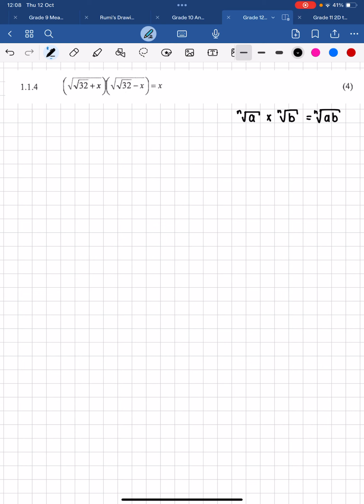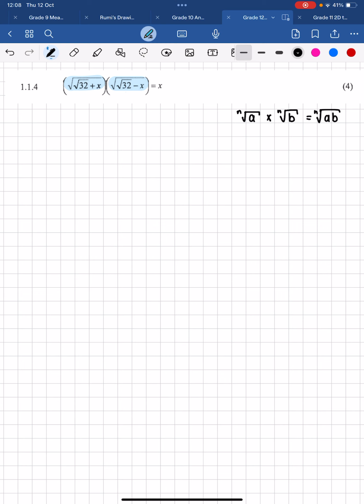Now guys, this is what is happening in this question actually. Here we have a square root and there we have another square root and we are multiplying them together. That's what it means when we have those brackets written next to each other. So instead of leaving it as two separate square roots, we're going to combine it into one.